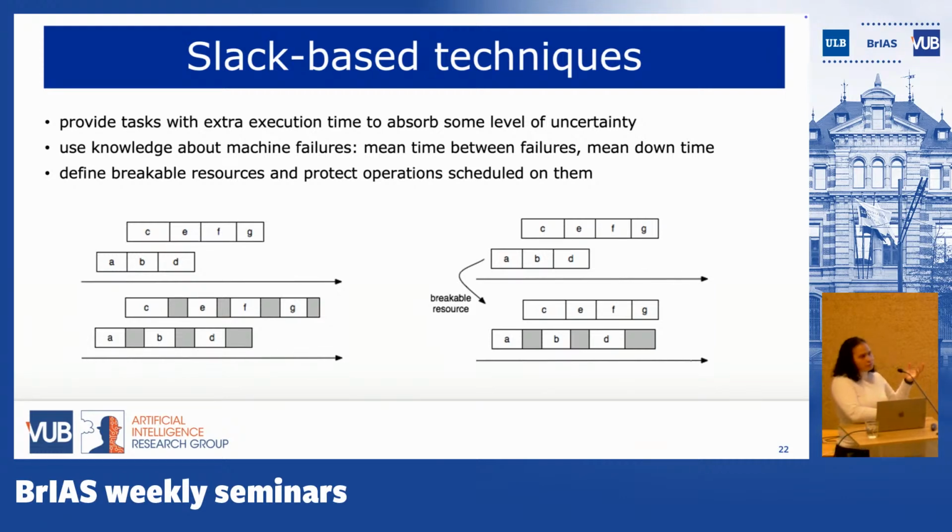Going back to the manufacturing scenario, you could use the knowledge you have about your resources to plan when you think that these resources, or the operations scheduled on them, will need extra execution time, because a machine could break down at some point, for example. So you define your breakable resources, and then you protect the operations that are scheduled on them. In the example to the left, you protect all the operations, and in the one to the right, you define that only your second resource is breakable, so you only protect the operations in the second one. Why am I making a difference? Because it's not the same to protect everything, because in the end, you are adding extra execution time.